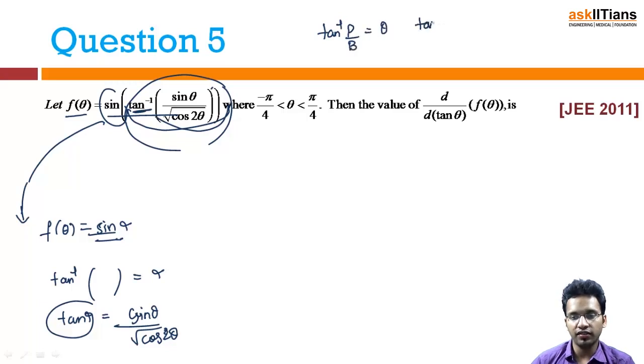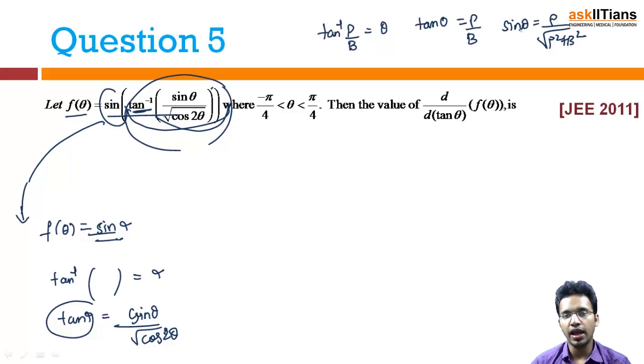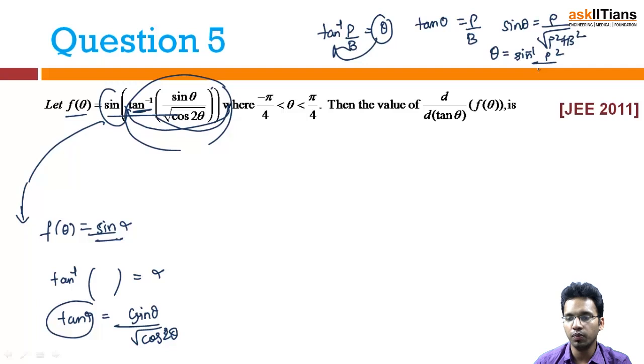Because I know tan theta is nothing but p by b. So can't I write sine theta as p upon under root of p square plus b square from this information, and I can make this theta as sine inverse. So theta in terms of this can be converted as sine inverse of this thing, perpendicular over under root of perpendicular square plus base square. This is very, very important, how to get converted.